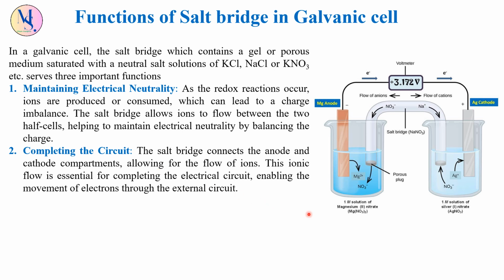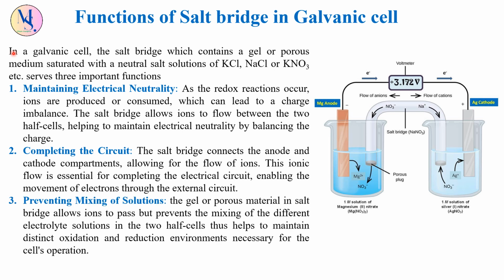The second function of salt bridge is it completes the electrical circuit by the movement of ions between these two half cells. This movement of ion is essential for completing the electrical circuit, enabling the movement of electrons in the external circuit, so it completes the electrochemical cell or circuit.